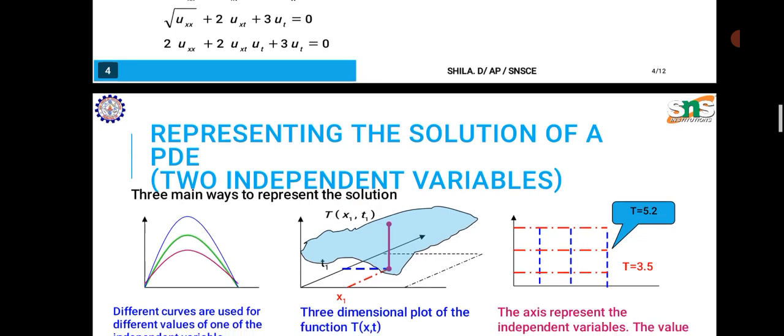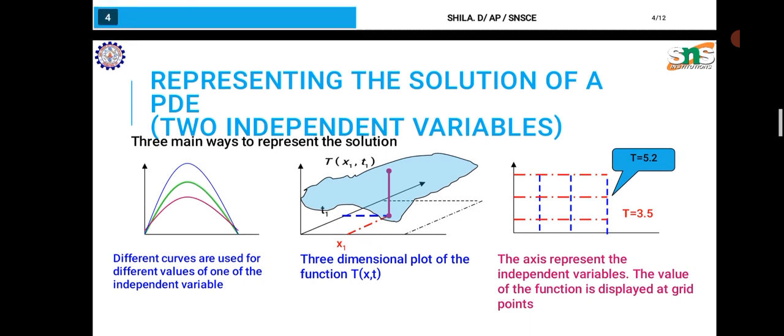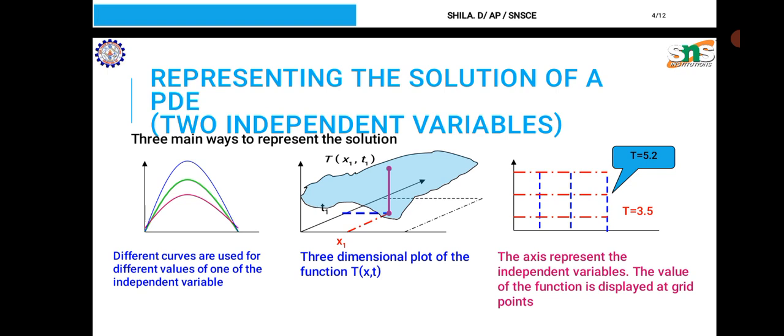Next is representing the solution of a partial differential equation, that is, a diagrammatic representation of a PDE. When you have two independent variables, I go with the x-axis and y-axis. So the rate of change can be given in various forms. Suppose it is a heat equation, increasing and decreasing, it goes in a curve form. So different curves are used for different values of one of the independent variables.